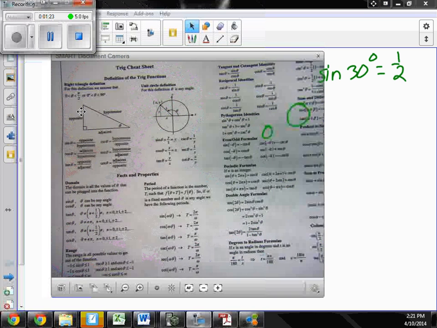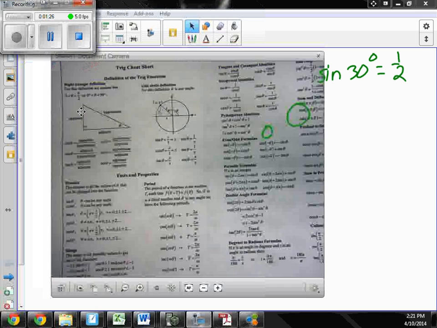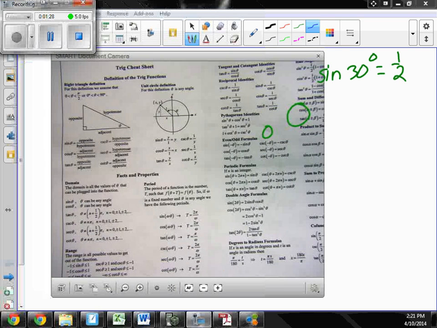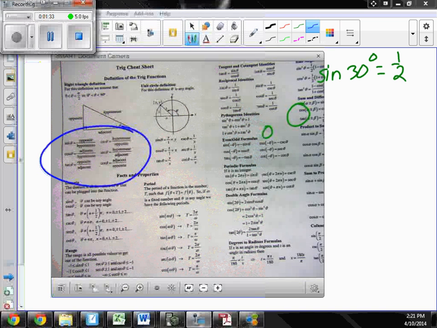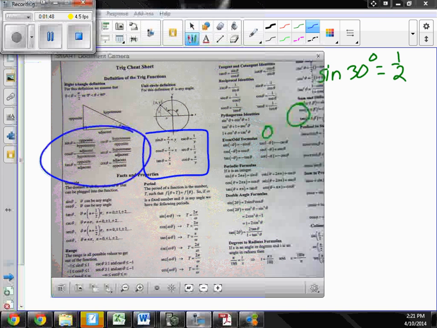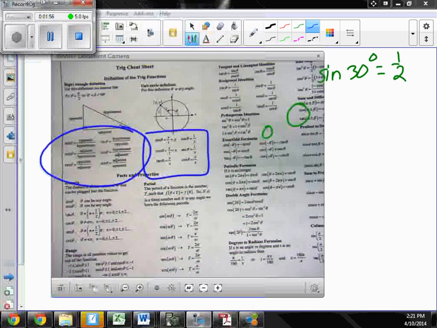If you look on the reference sheet, right here are all of the ratios. Notice cosecant, secant, and cotangent are on there. You're going to use those today. Before, we just kind of mentioned them and then skipped over them. Today you will use them. And next to it are the unit circle definitions. Sine of theta is the y value. Cosine of theta is the x value. Tangent of theta is the y over the x.